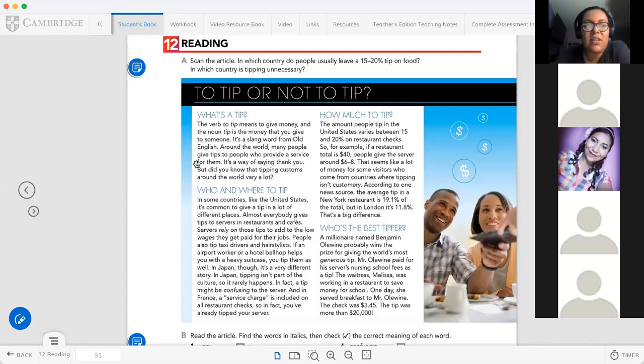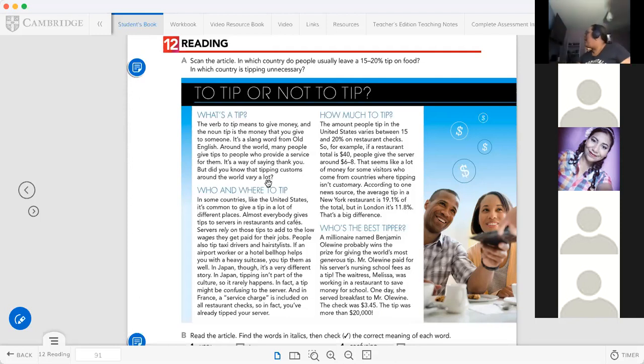So that's customary as well. So let's continue. It's a way of saying thank you. But did you know that tipping customs around the world vary a lot? And this is true. Around the world, in each country, there's a different proportion that we consider for tipping, okay?